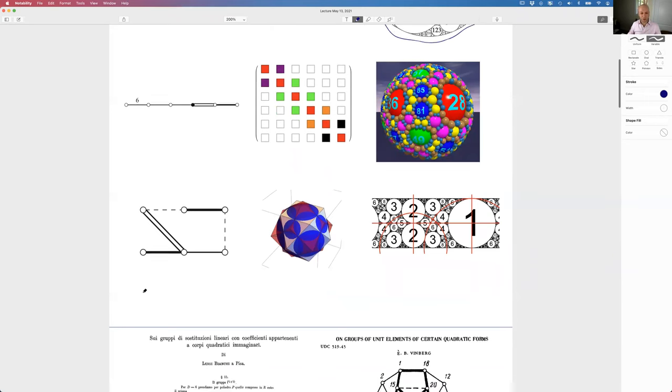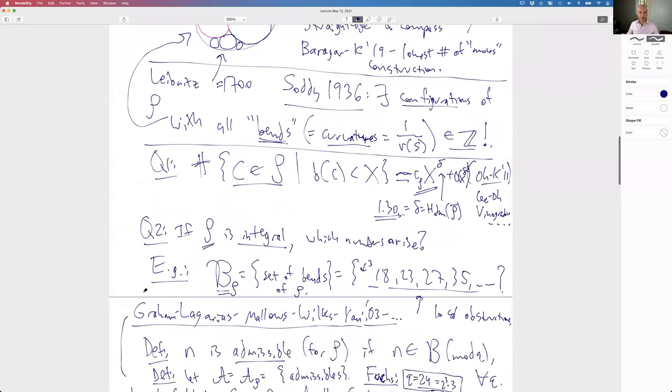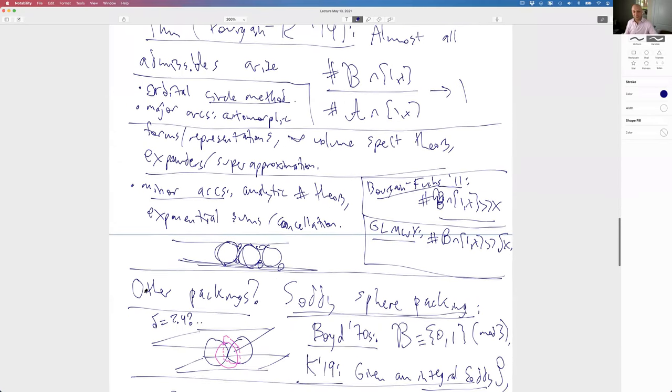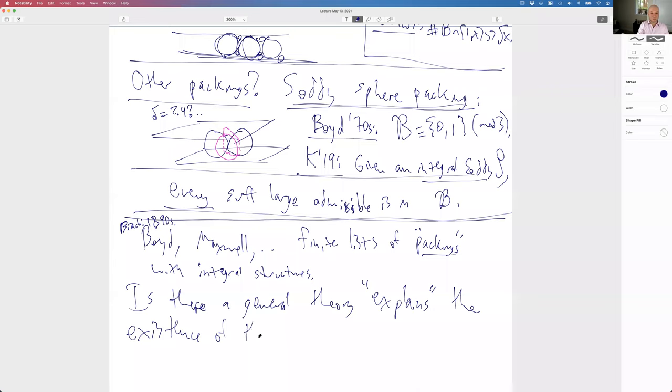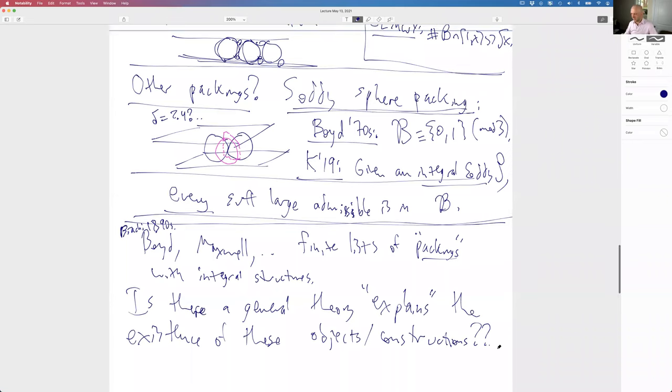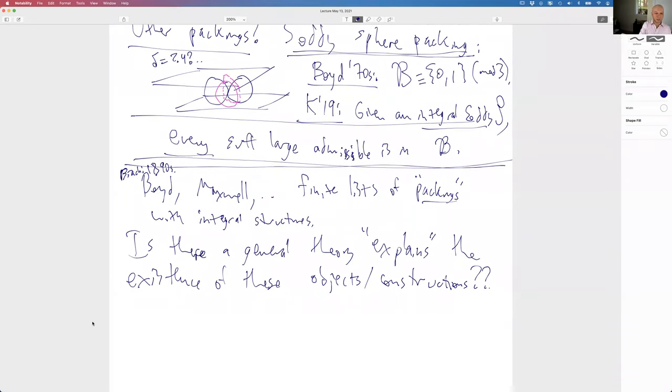And so what I've been working on for the last many years is trying to understand: is there a general theory which explains the existence of these objects and constructions? So that's what I would like to try to explain today.